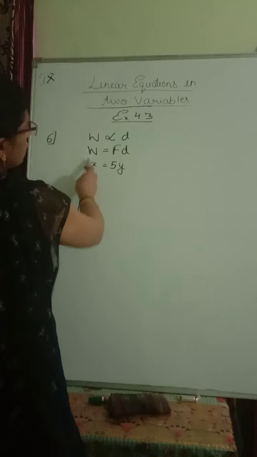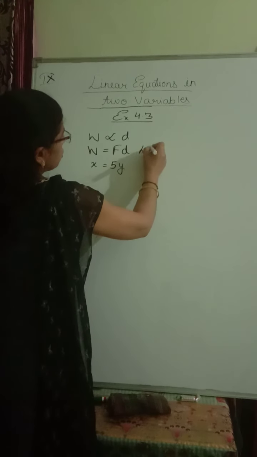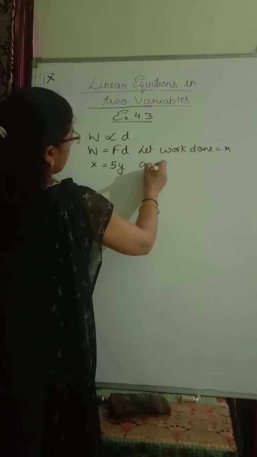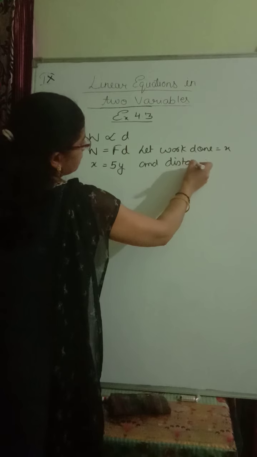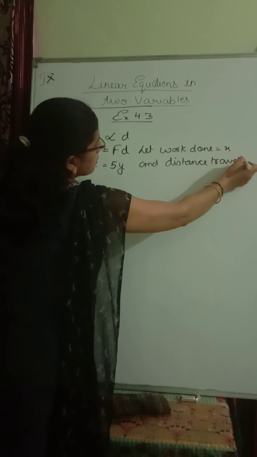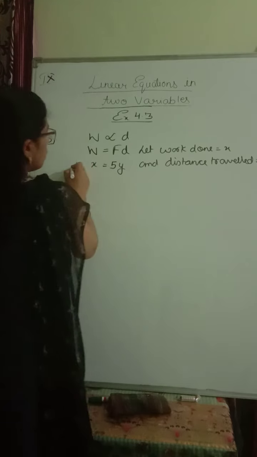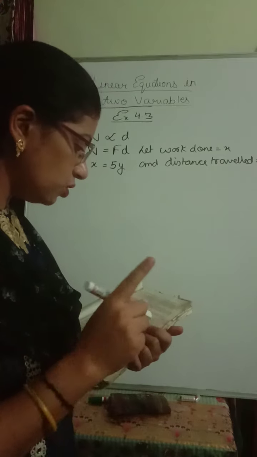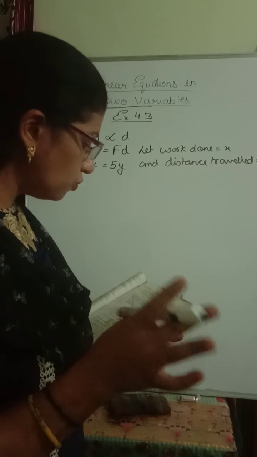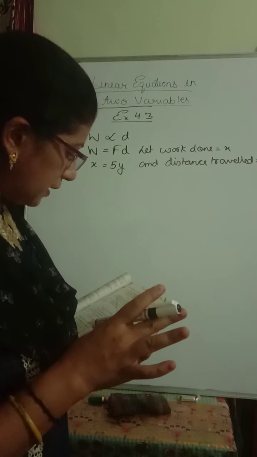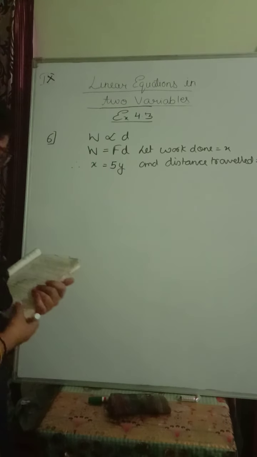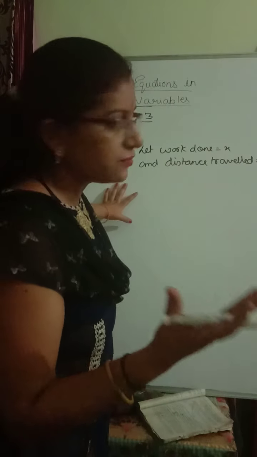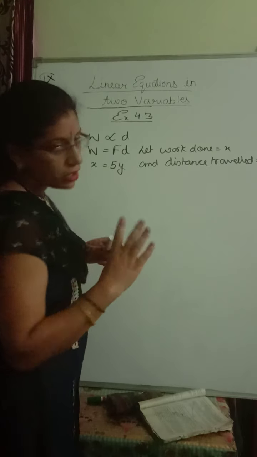So we will write here: let work done be x and distance traveled be y. Therefore our equation will become x equals 5y, because the force is constant and it is given to you, it is 5. Now we have to draw the graph. One more part is there that we will do in the next one. So in this we have to draw the graph for this.